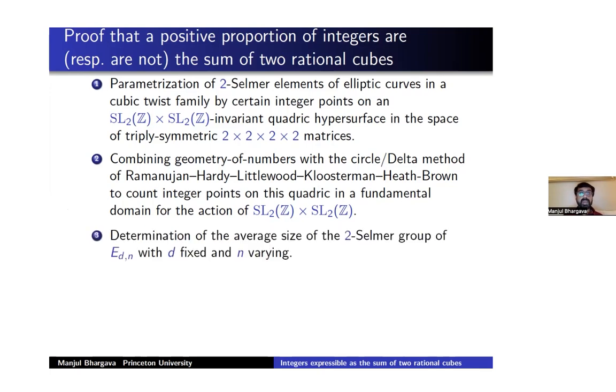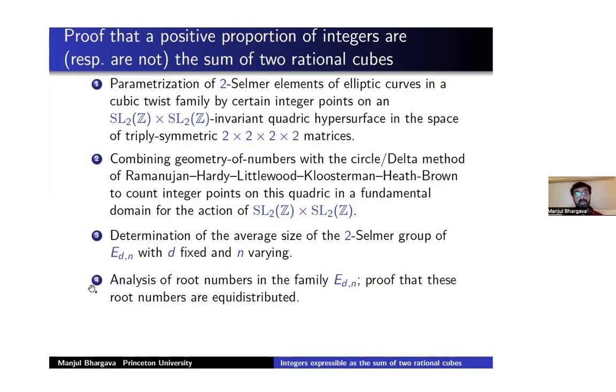And once we've done that count, that gives us, after a suitable sieve, a determination of the average size of it. We have to impose local solubility conditions, right? So that's a sieve. There's a congruence condition for every place. So using a sieve, we actually then determine the average size of the two Selmer group of E_{D,N} for any family E_{D,N} where D is fixed and N varies. So for any cubic twist family, we determine the average size of the two Selmer group.